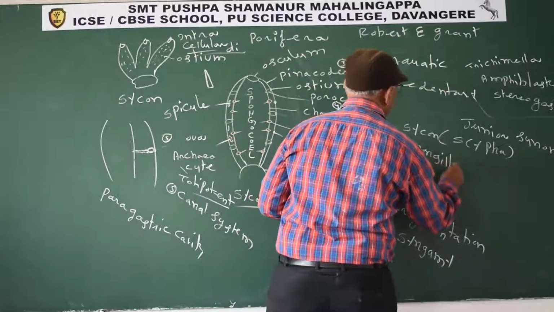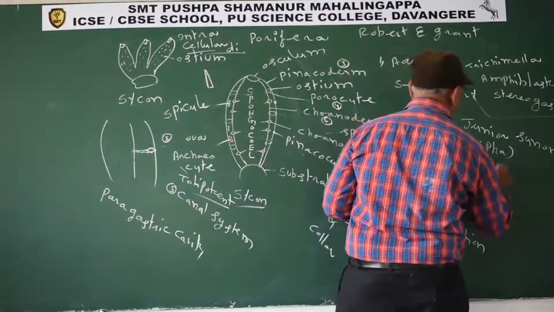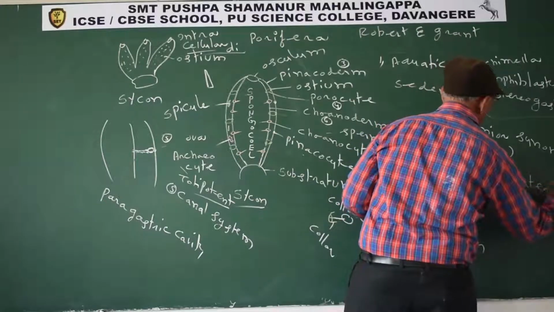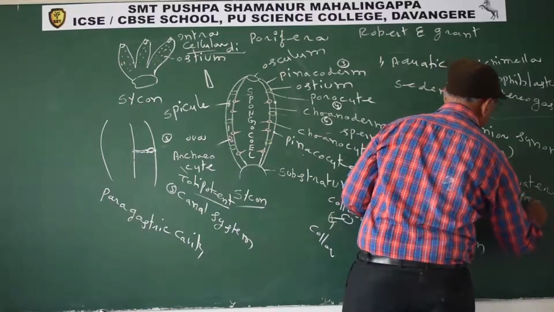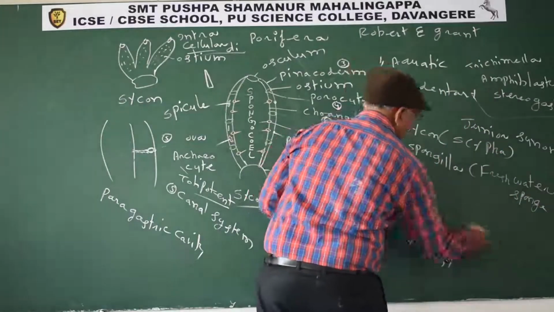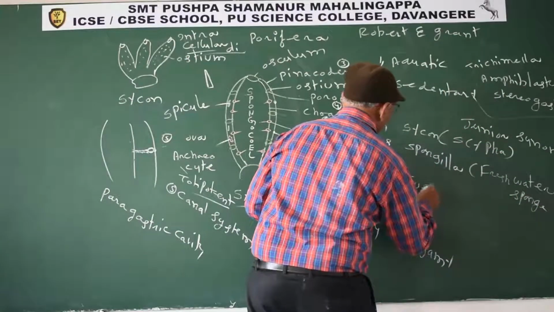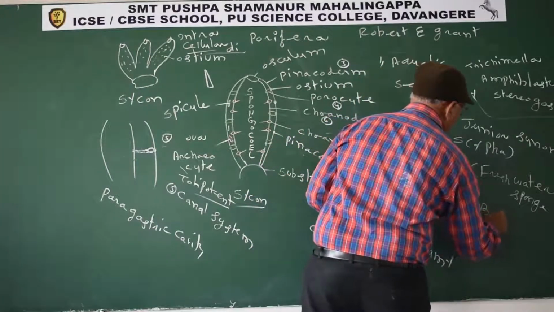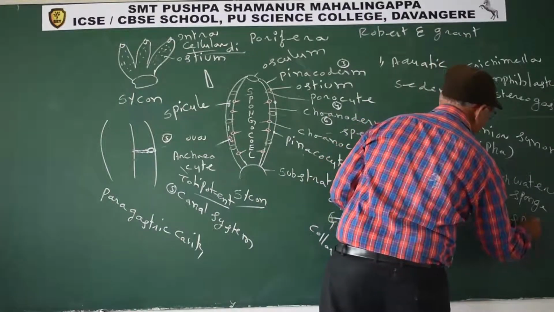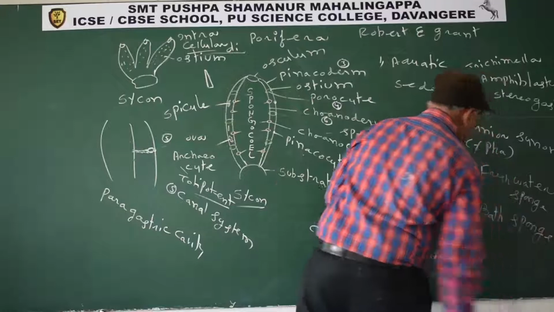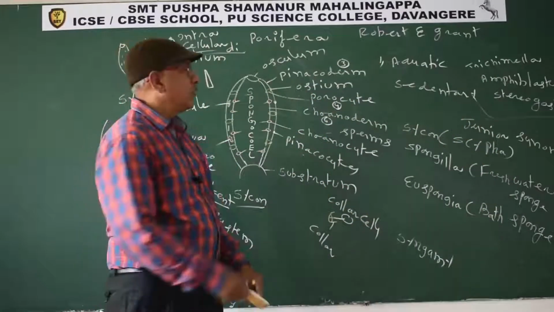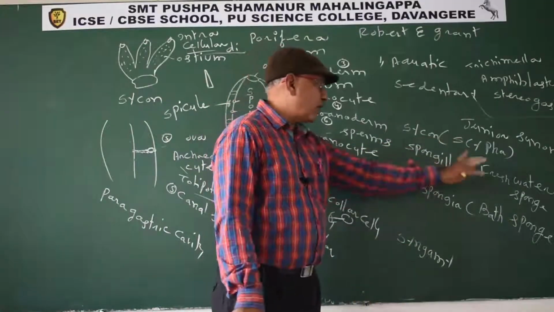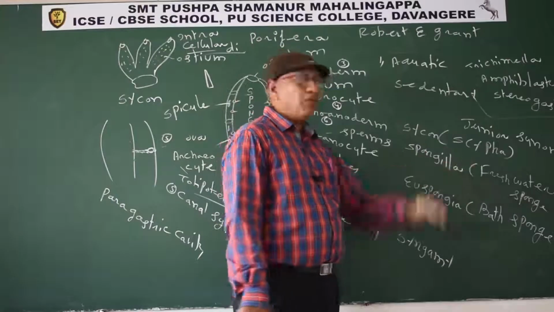Spongilla. Spongilla means freshwater sponge. Euspongia, bath sponge. Three examples are given: Sycon, Scypha, Spongilla, freshwater sponge, and Euspongia, bath sponge.